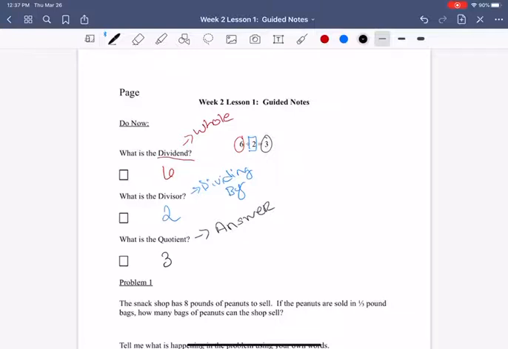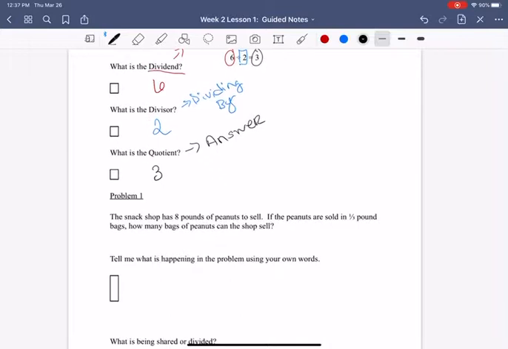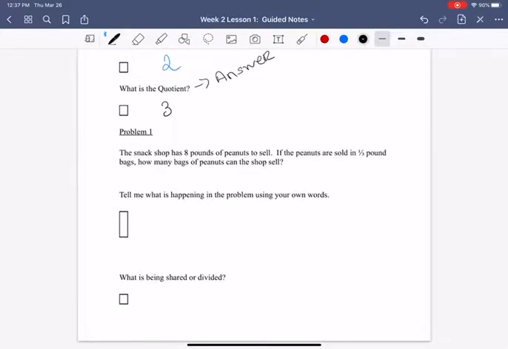So we're going to use this information, this understanding of what our dividend, our divisor, and our quotient is as we continue working in the next problem. So looking at problem 1, we have the snack shop has 8 pounds of peanuts to sell. If the peanuts are sold in 1/3 pound bags, how many bags of peanuts can the shop sell?